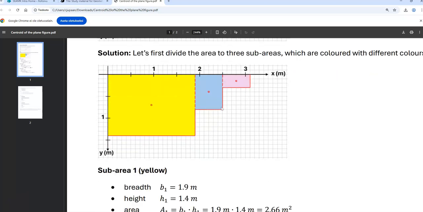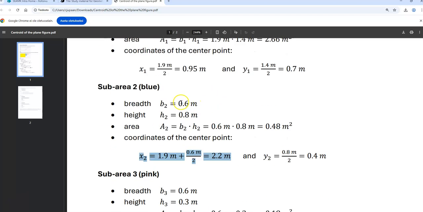And then the y-coordinate, it is easy in this case, because this blue rectangle is touching the horizontal axis, so it is easy to find the y-coordinate of the midpoint just by dividing the height by 2. The height of that figure was 0.8, and when we divide it by 2 we get 0.4.